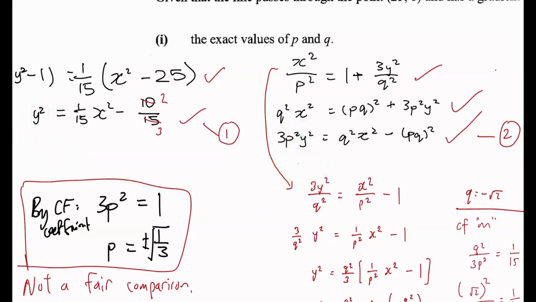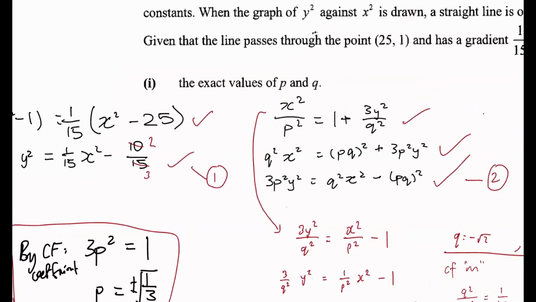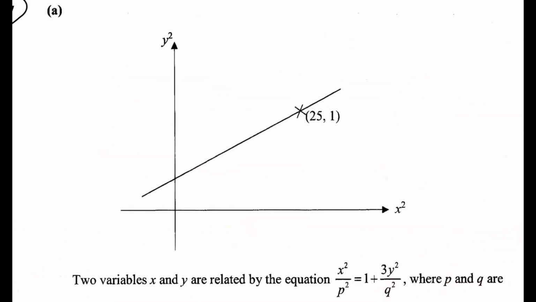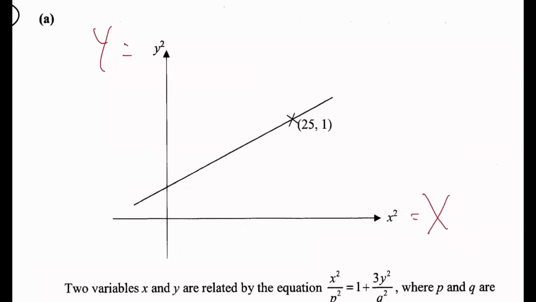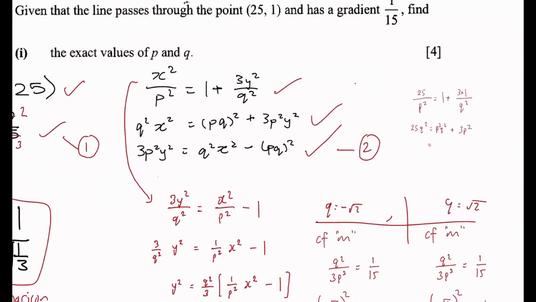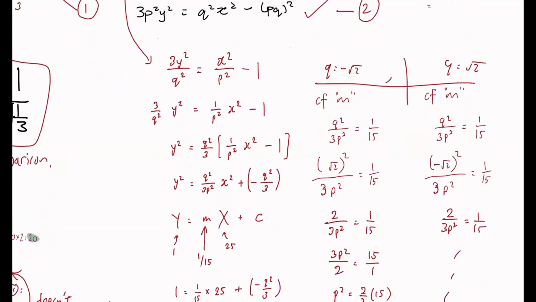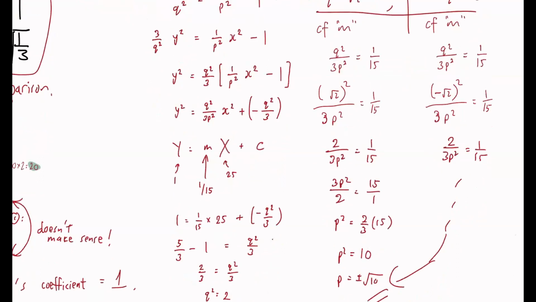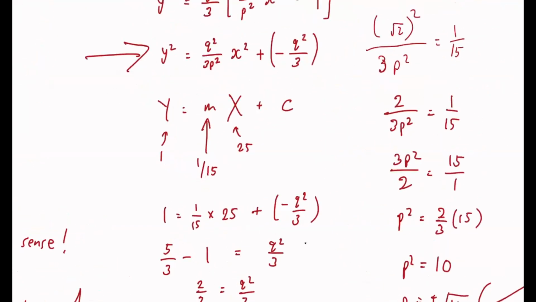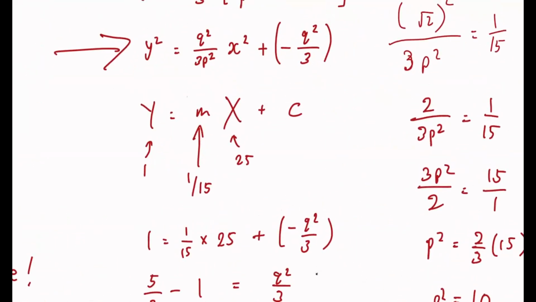Cannot be, right? So the solution, if you want to compare, is to make y squared the subject, or what I like to call capital Y, right? The vertical axis usually call it capital Y, and that one capital X. Okay, so let me show you the working. I did a bit more manipulation. I made y squared the subject over here. Eventually, I will leave you to work it out on your own. Y squared equal to q squared over 3p squared times x squared plus a negative q squared over 3. And then I did a substitution. Capital Y equals mx plus c. Can you see?